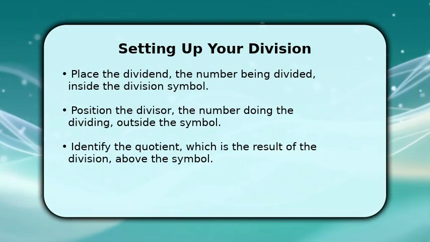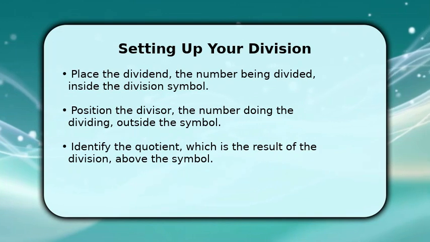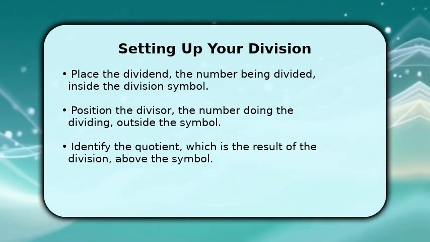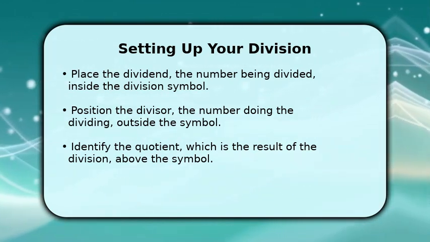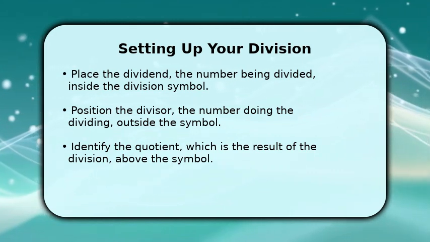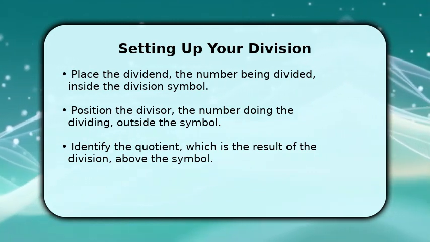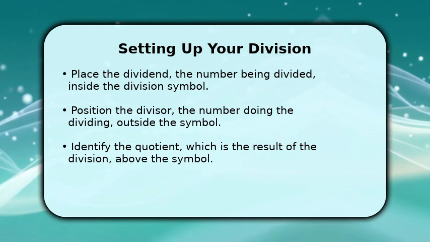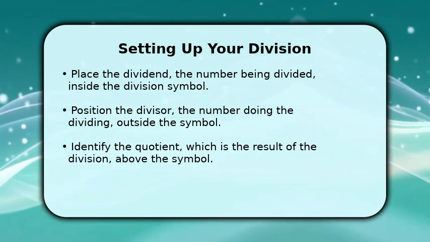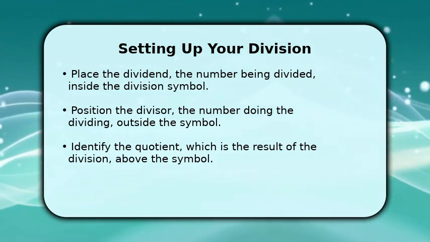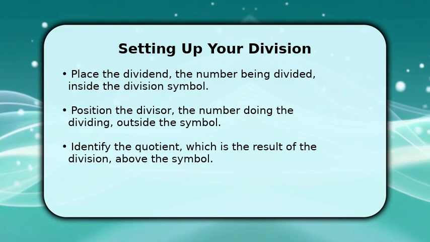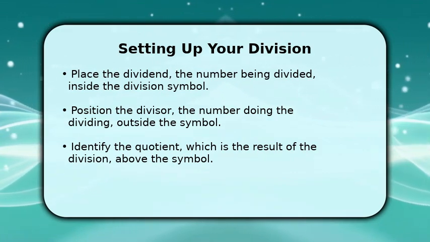Before we begin dividing, it's crucial to set up your problem correctly. The number you are dividing, known as the dividend, goes inside the long division symbol. The number you are dividing by, the divisor, sits outside. Your answer, the quotient, will be written on top. Any amount left over after the division is complete is called the remainder.